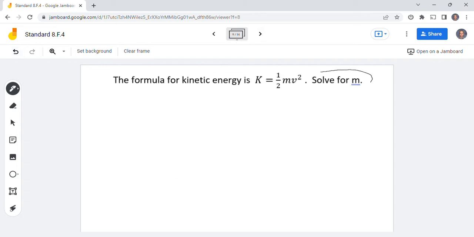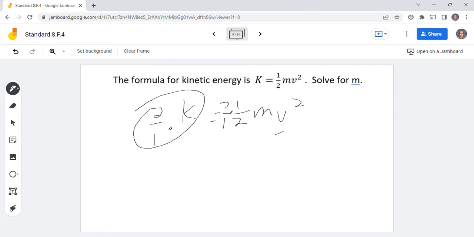We're solving for m on this one. That means the m right here needs to be isolated. So we have to get rid of this 1/2. We have to get rid of the v squared. Now if you take a look at this notation on the right hand side, the 1/2 is being multiplied to the m, and so is the v squared, so we can undo everything with division. We're going to divide by 1/2, and we know that dividing by 1/2 is the same thing as multiplying by 2 over 1. We multiply by the reciprocal.